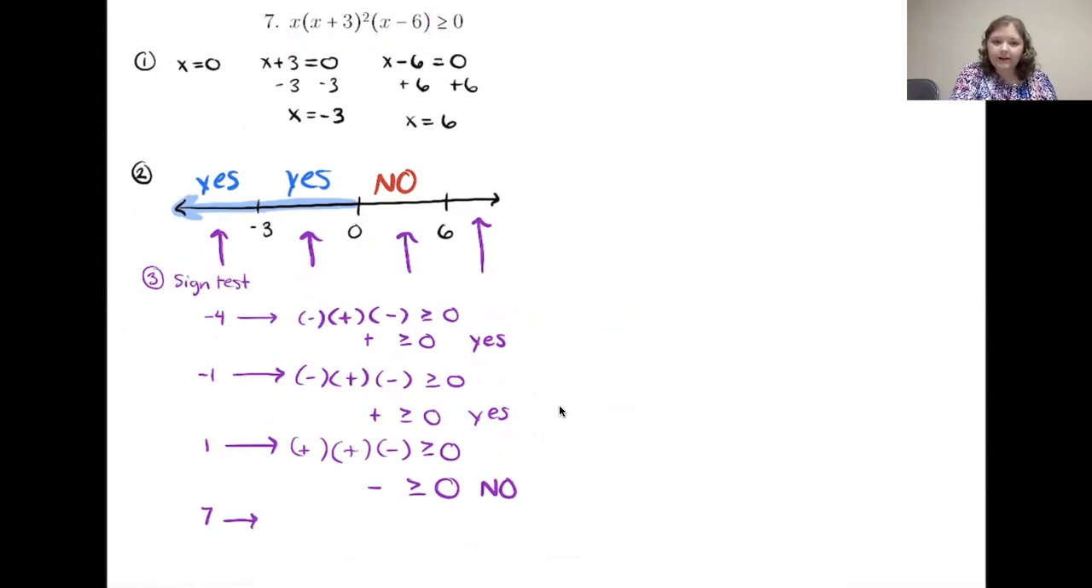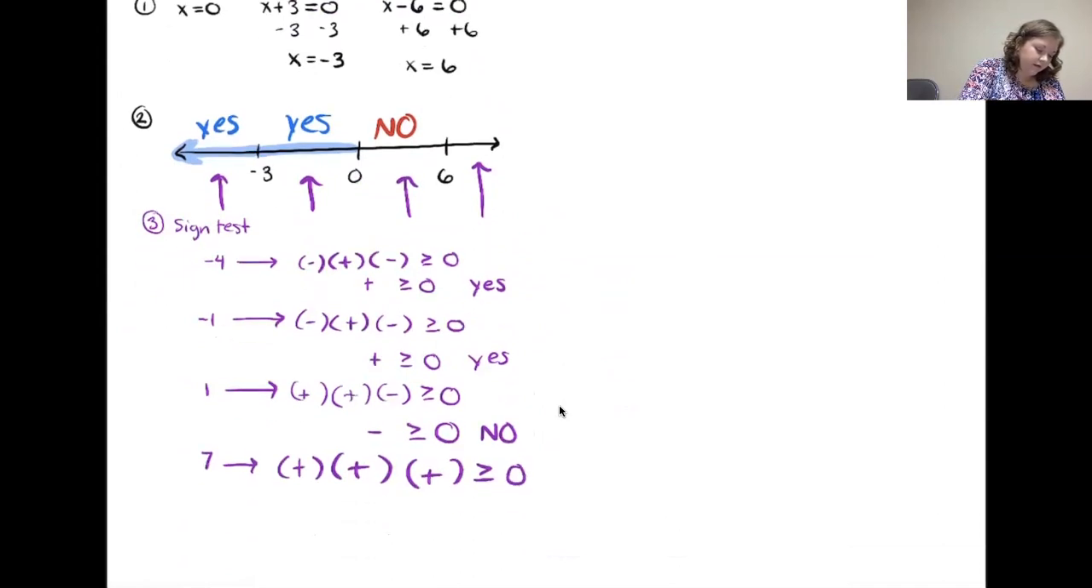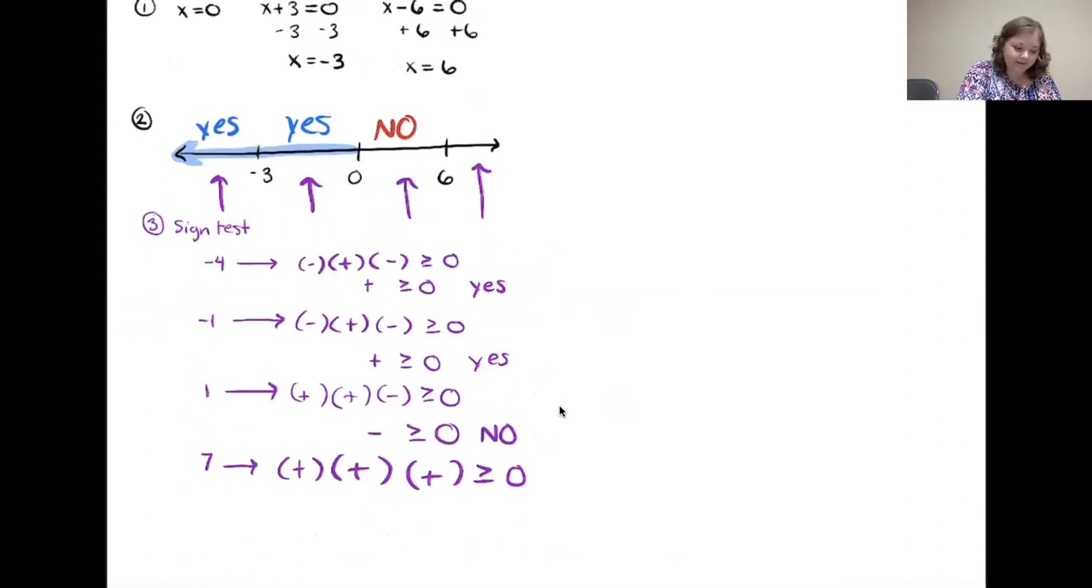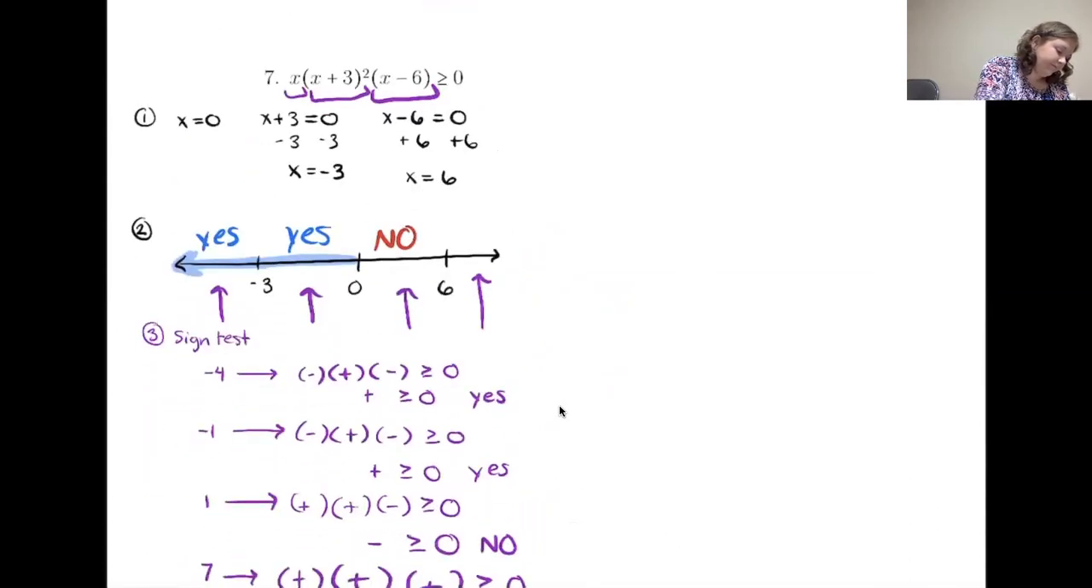So now we put in positive 7. So 7 is positive. The second term is squared, so it's also positive. The third term, 7 minus 6, is 1, which is positive. And we say, is that greater than or equal to 0? Positive times positive times positive is a positive, which is greater than or equal to 0. And so we get a yes for the last interval. And so that one gets shaded as well.